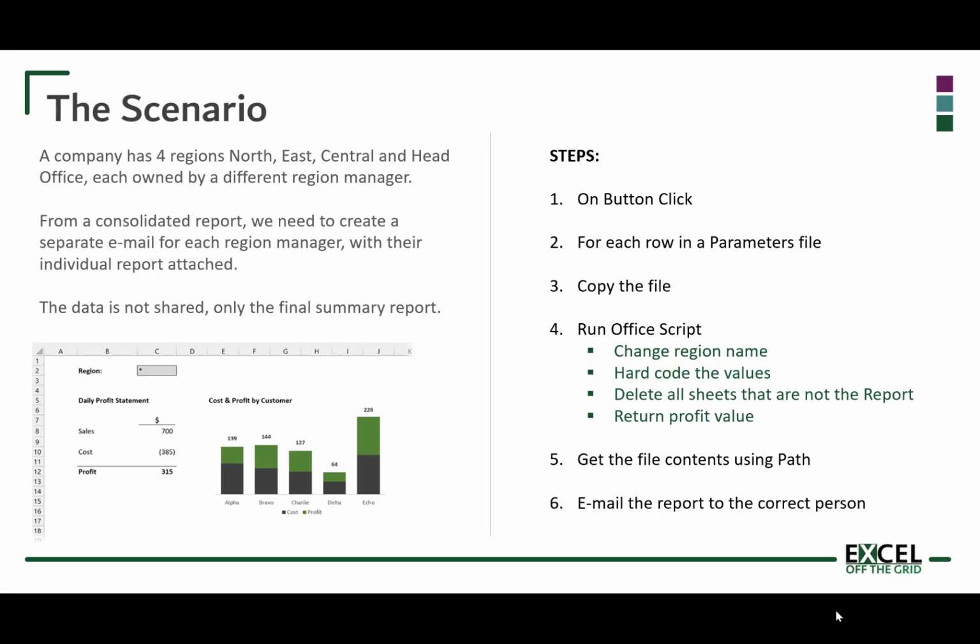Then back in Power Automate, we'll get the file contents using the path, and then we'll send the email out to the correct person. Okay, so let's start working through this example.